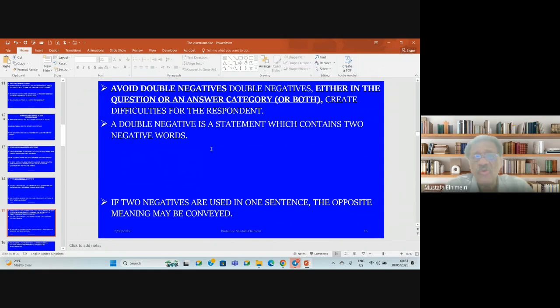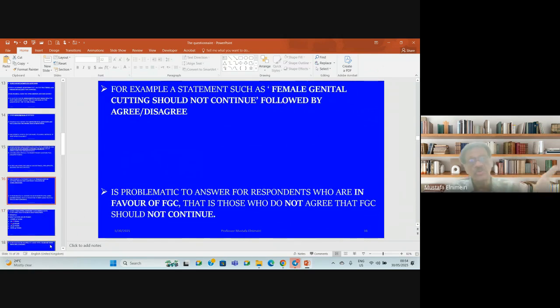Also, we need to avoid double negatives, either in the question or an answer category or both. This will create difficulties for the respondents. For example, a double negative statement contains two negative words. If two negatives are used in one sentence, the opposite meaning may be conveyed to the respondent, and this will make some sort of confusion.